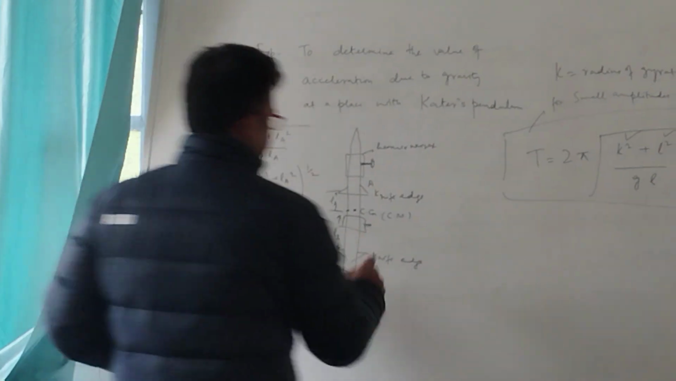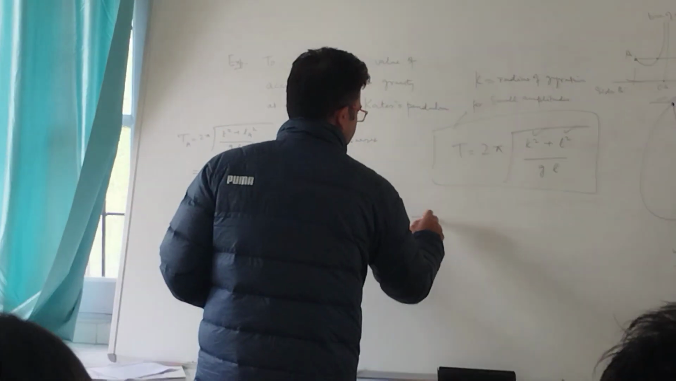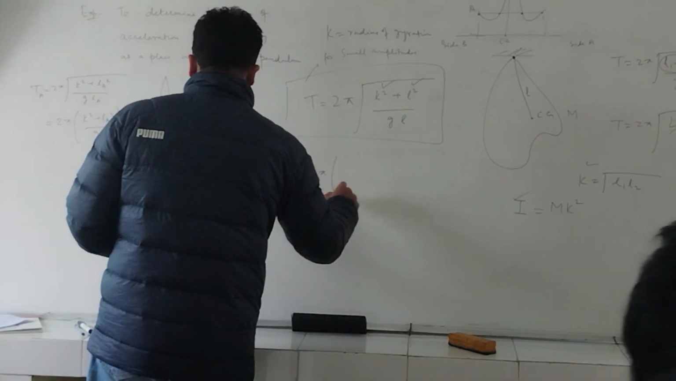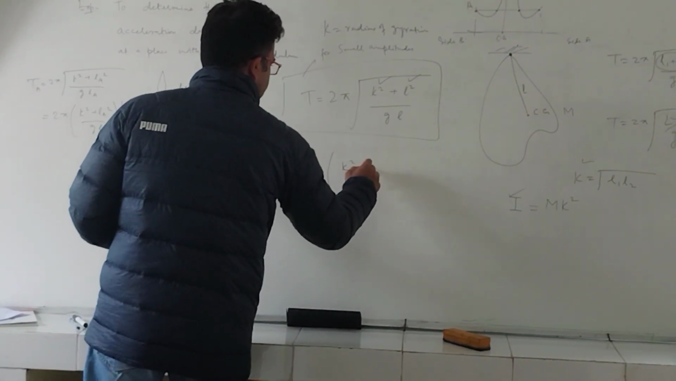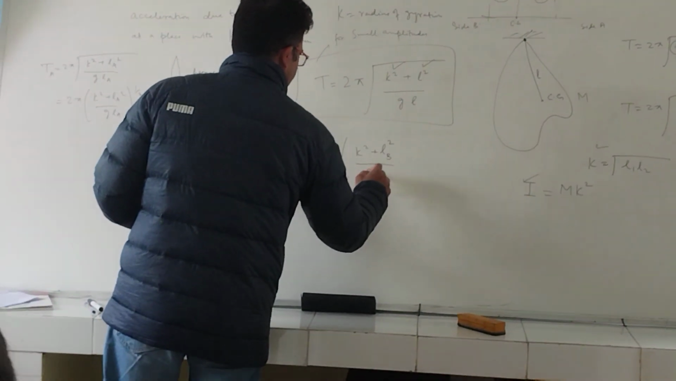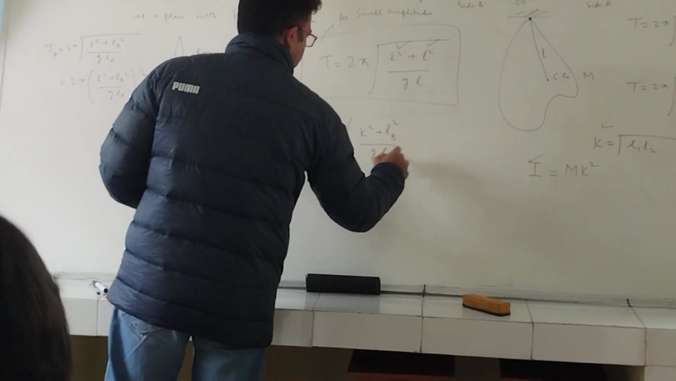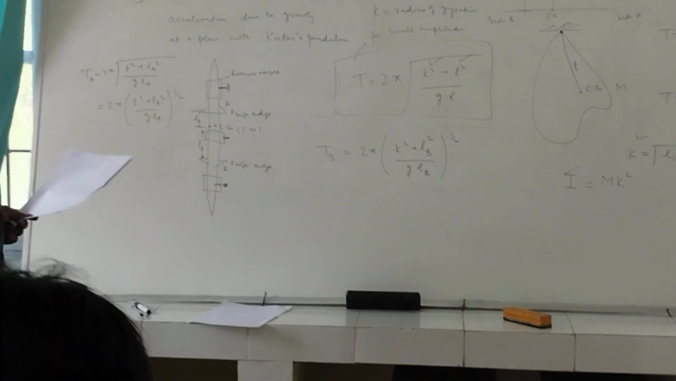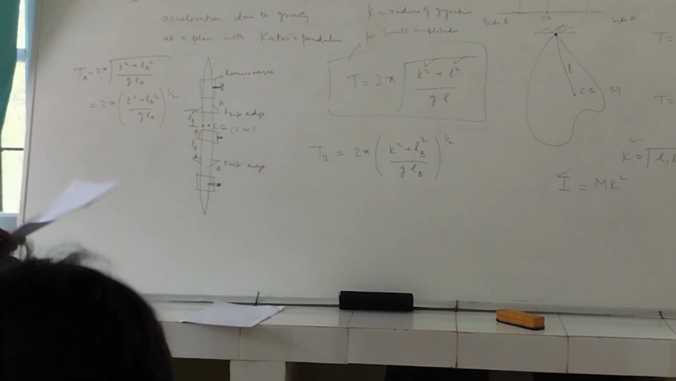Now, if I oscillate it from another knife edge, what is the formula for the time period for small amplitudes? It will be 2 pi, k square plus LB square over g LB, raised to the power half. Right? So this is the formula.